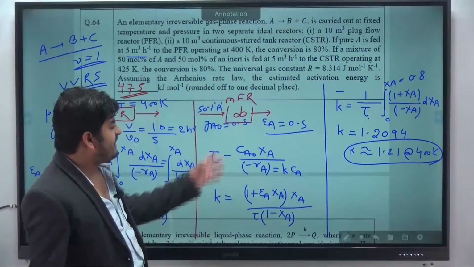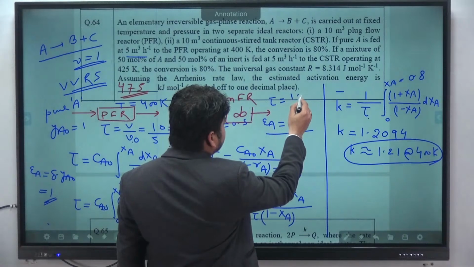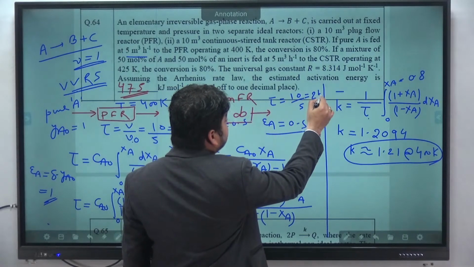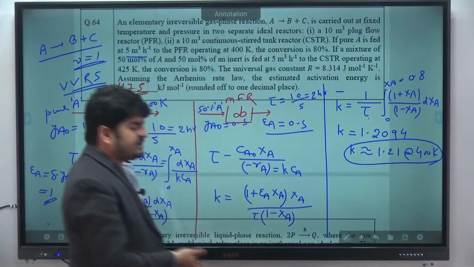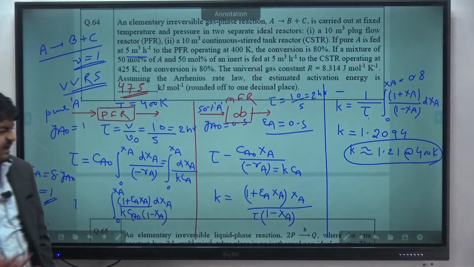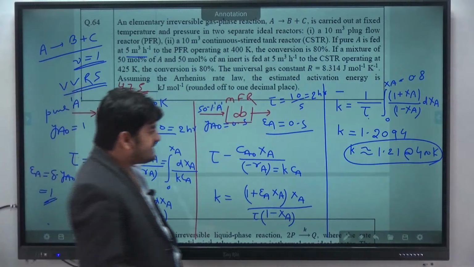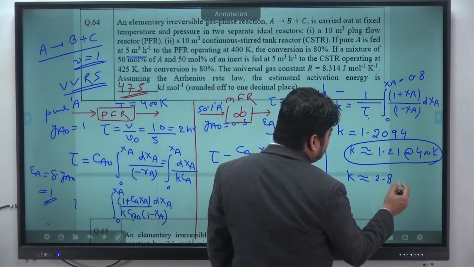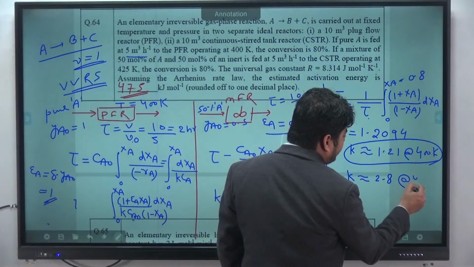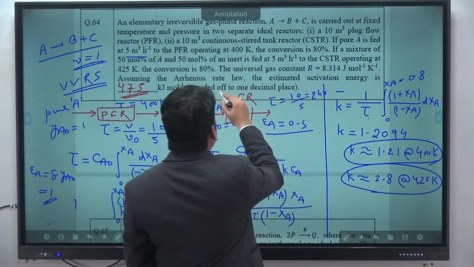Okay. For the MFR as well, V and V naught are same, so tau will be equal to 2 hours. So you can put the values here. Epsilon A is 0.5, Xa is 0.8, tau is 2, and when you solve you will get K equal to 2.8 per hour at 425 Kelvin, because for the MFR the temperature is 425 Kelvin.